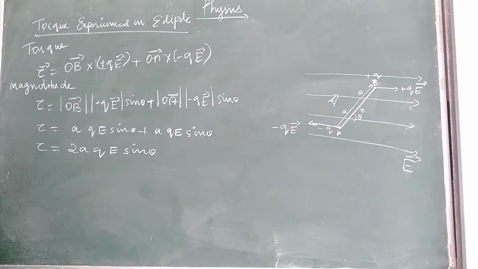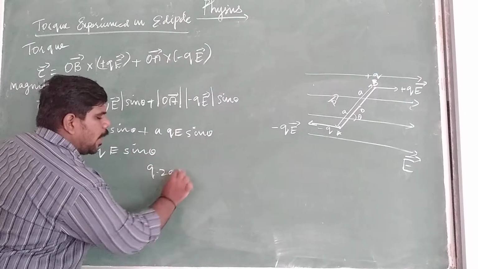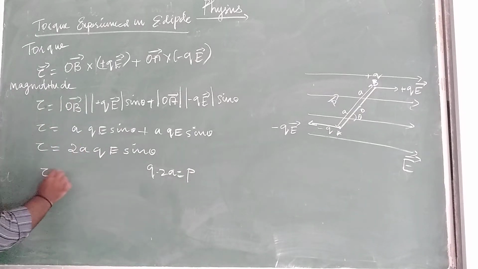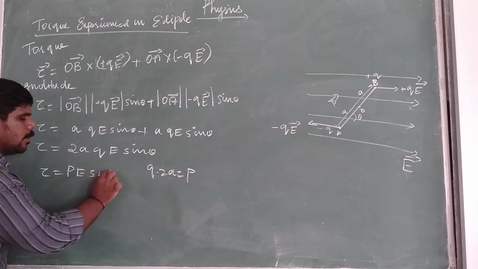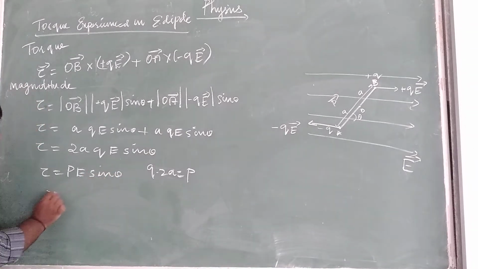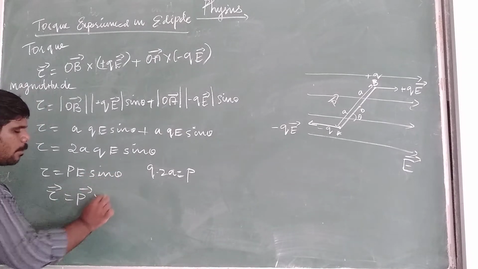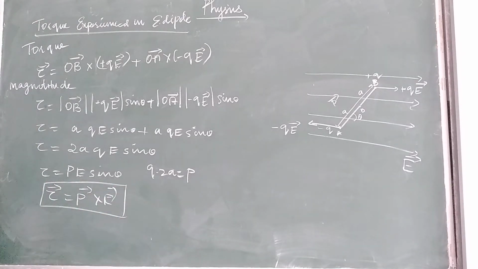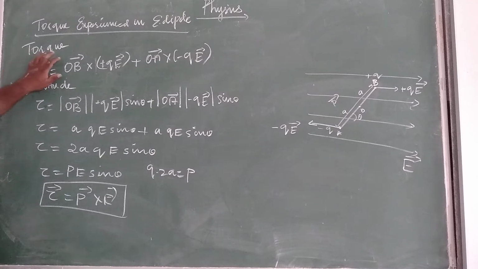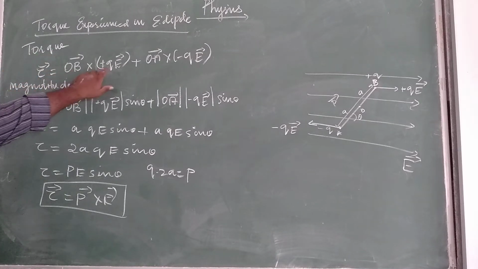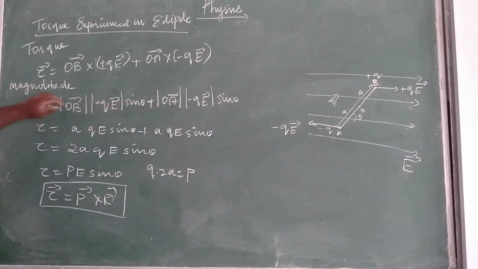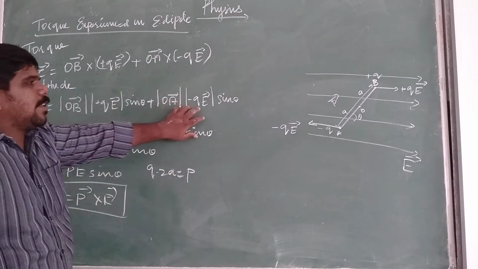But we know, guys, what's the value of Q into 2a? P. So if you substitute, tau is equal to P E sin theta. In vector form, tau vector is equal to P vector cross E vector. Okay, clear? So the torque tau vector is OB vector cross plus Q E vector plus OA vector cross minus Q E vector.